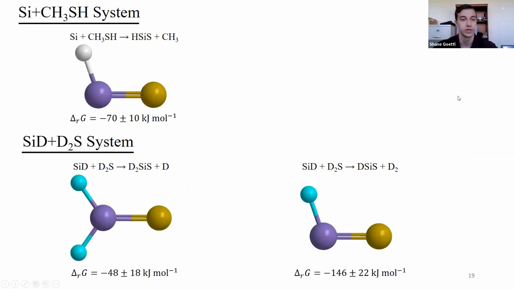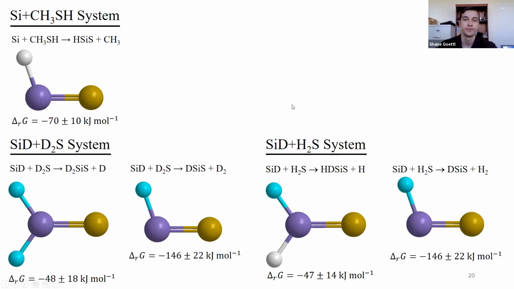So now, as a quick summary of what we have so far, in the silicon plus thiomethanol system, we can see the formation of the HSAS radical. And for the SID plus D2S system, we see the formation of D2SAS and DSAS. Now, I don't have time to go into all of the details, but for the partially deuterated case, the SID plus H2S system, we see similar results that support what we see for the fully deuterated system here.